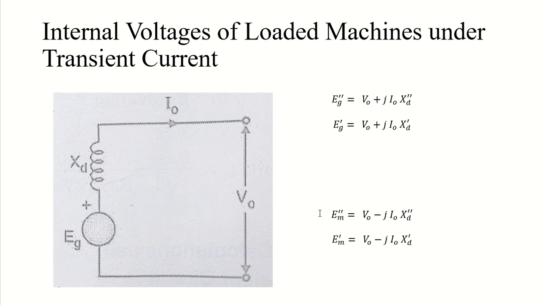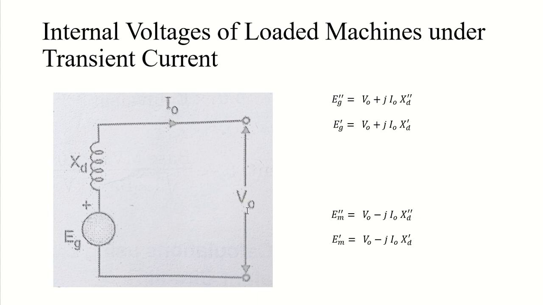As you can see here, we are having a synchronous machine which is operating under steady state condition. You are having load current I0, you can call whatever you want, and terminal voltage is V0, as you can see here. We are having induced EMF, which is EG, and reactance for direct axis is given as XD.